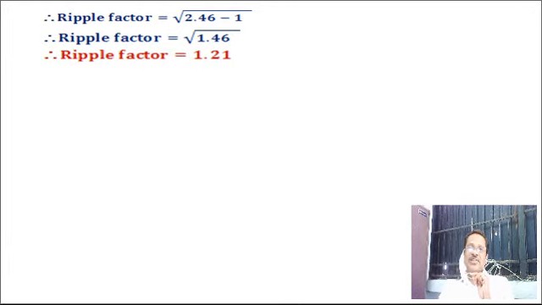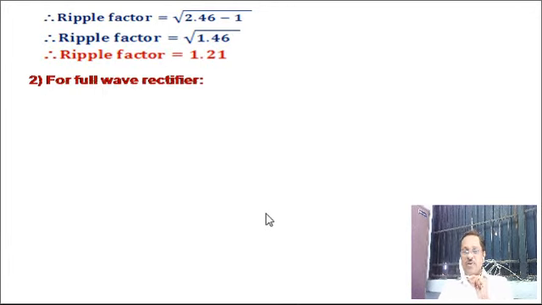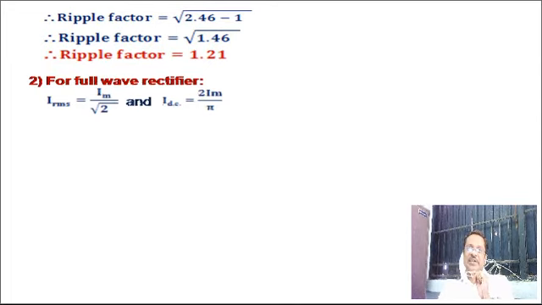Now to calculate the value of ripple factor for the full wave rectifier, IRMS will be Im by root 2. In the half wave rectifier, the value of IRMS was Im by 2. It is a root mean square value, so it will be double, so we have to multiply it by root 2. Root 2 times Im by 2 will be Im by root 2. IDC for half wave is Im by pi. Here the current is double, and therefore IDC will be twice Im upon pi.